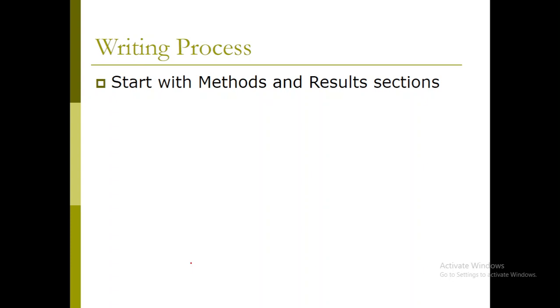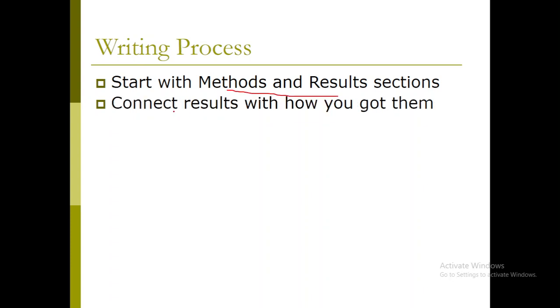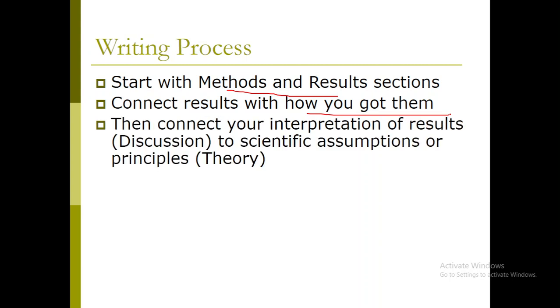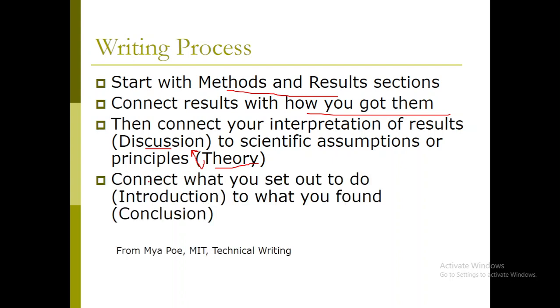Now once you are done with that, once you have explored the data, you need to start with the methods and results section, and then you have to connect the results with how you got them. And then you have to connect your interpretation of the results, which is basically the discussion, to the scientific assumptions or the principles, which is basically theory. So the theory or the principles that you followed, that were the underlying principles of your research inquiry, you need to link your discussion, your findings or conclusions, with that theory.